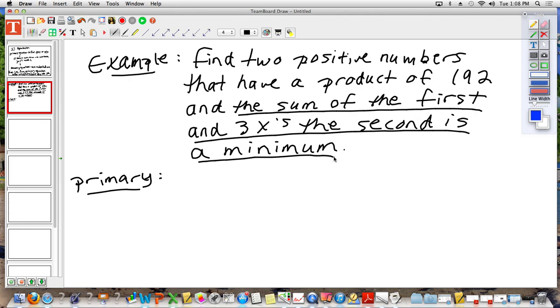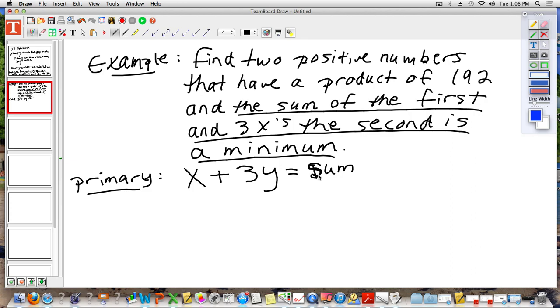So what do you want to call the first number? X. Probably a good idea. So if I have x, the sum of the first and 3 times the second, sum means to add. So x plus 3 times the second, what do you want to call the second one? Y. Probably a good idea. Has to be a minimum. But I don't know what the minimum is, that's what we're trying to find. So I'm just going to say x plus 3y is equal to the sum. I'm going to call it sum for right now.